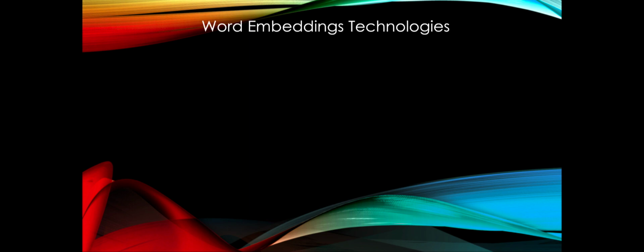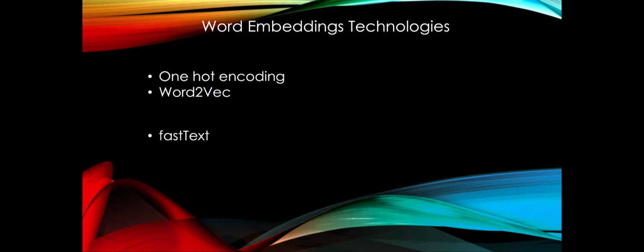There are several technologies using which you can represent word embeddings. You can do one-hot encoding, word2vec, fastText, which is a slight variant of word2vec, GloVe, BERT. These are the technologies, and we will briefly learn about each of those technologies in the next few videos.